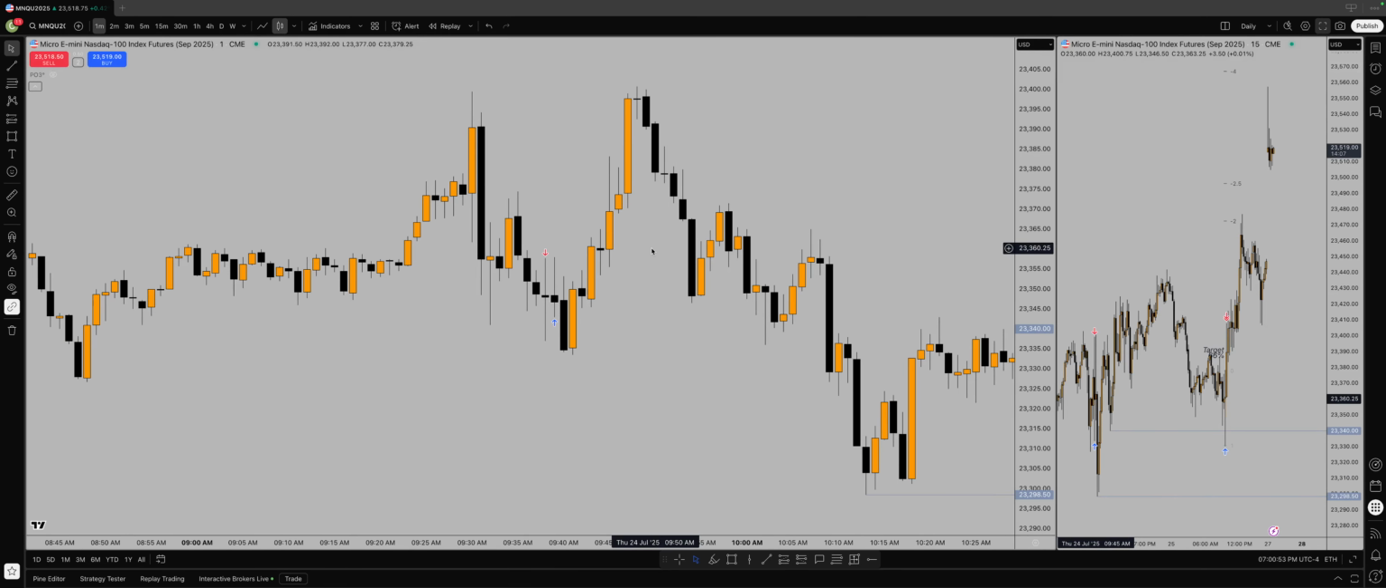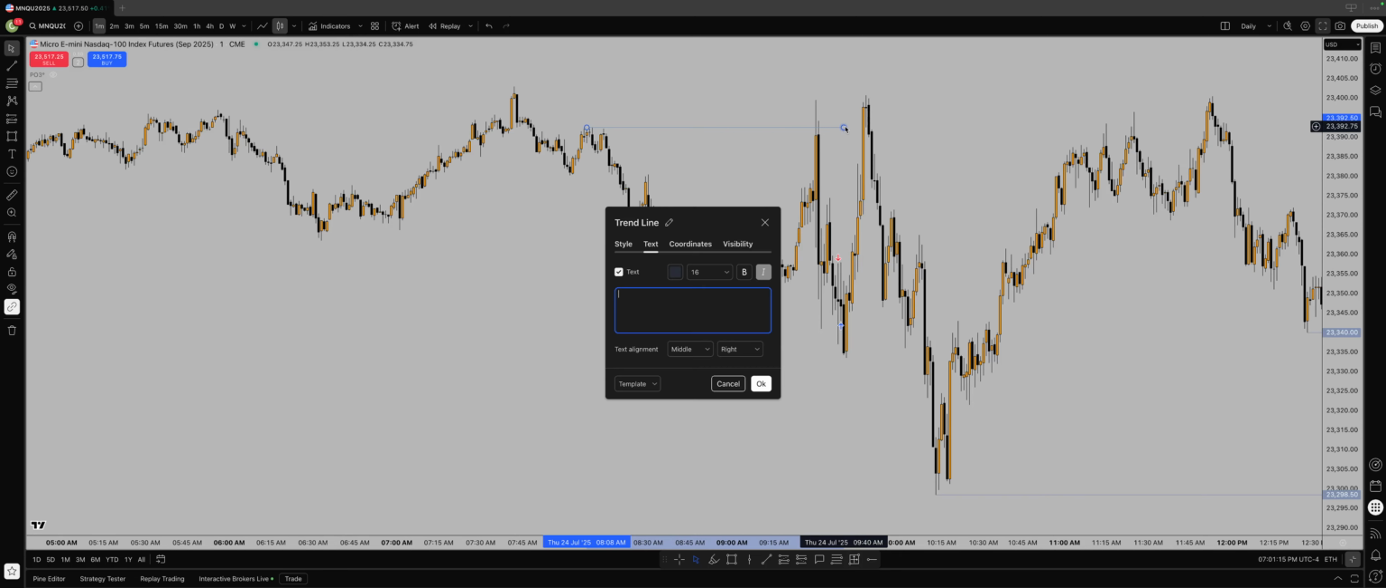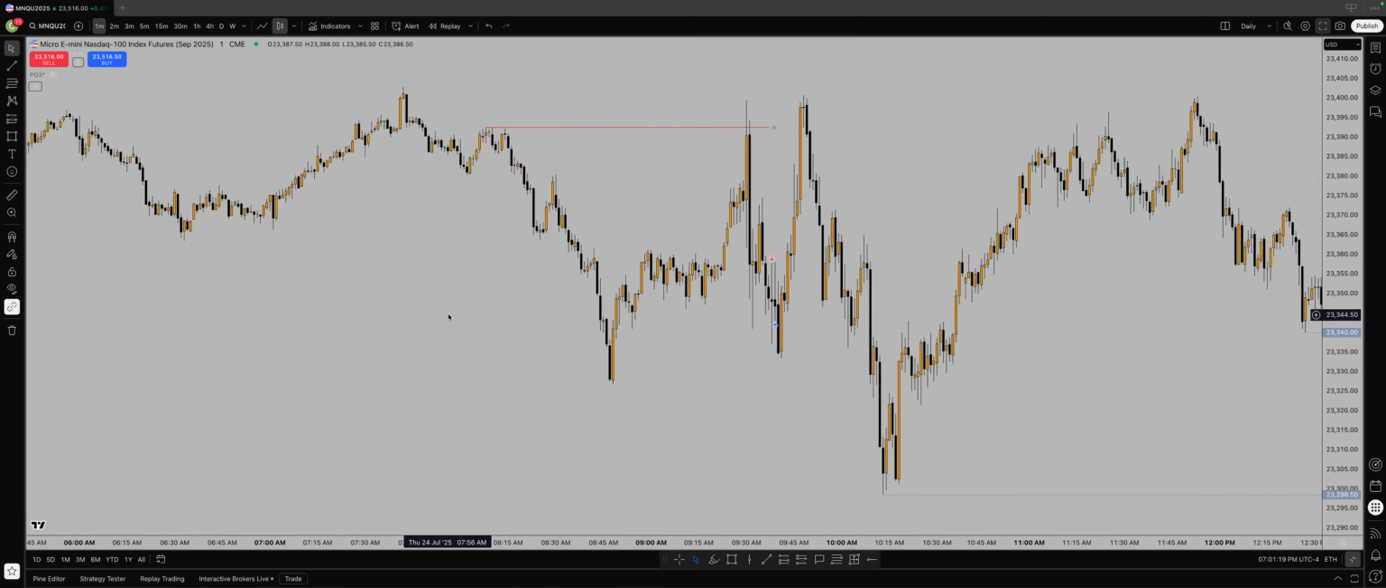So at the time, let me just make this big. At the time, I was looking for us to go short. Initially, why? This is 9:30. You can see we came in and swept these highs. So I'm like, all right, cool. Swept highs. Sweet. We're more than likely going to be going lower.